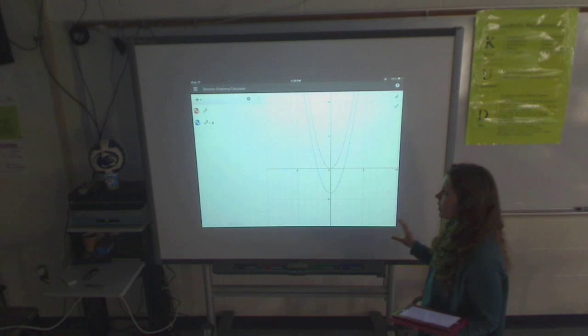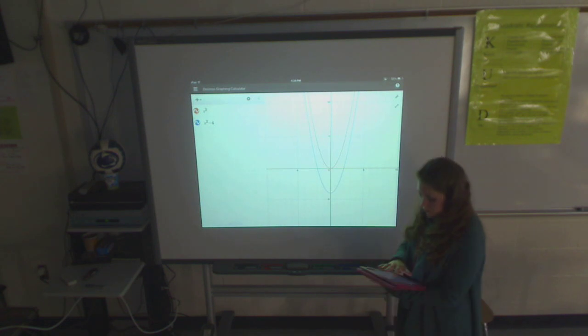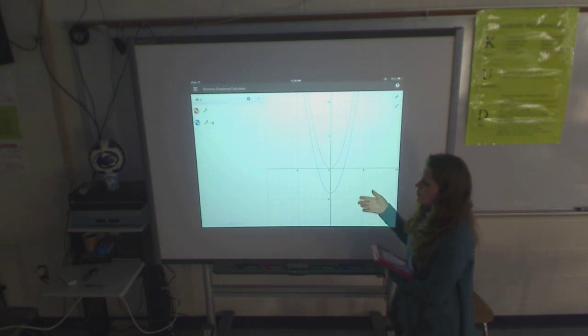This one's the Desmos Graphing Calculator online. So I can give you guys more details. There's also stuff on the front bulletin board with that one.